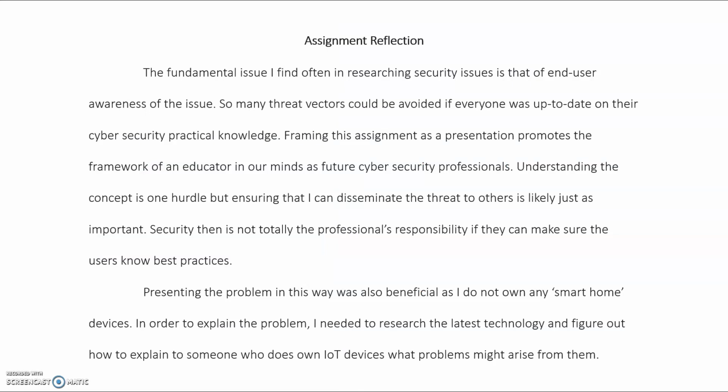There's the assignment reflection. I thought this was an interesting way to go about the assignment because as future security professionals, a large part of our job is going to be educating others as to the security issues that other people are going to face. It's not just networks that need to be administered, it's also people that need to be made aware of the threat vectors that they're going to be experiencing. This was a good way to practice that.